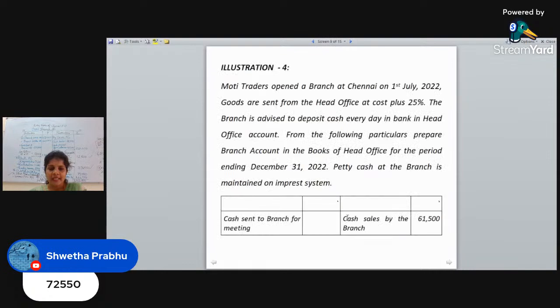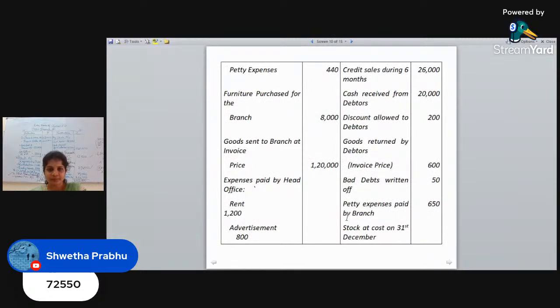Next, let us look into the next item, that is cash sales by the branch. Cash sales by the branch is 61,500. Next, credit sales during 6 months, it is 26,000.